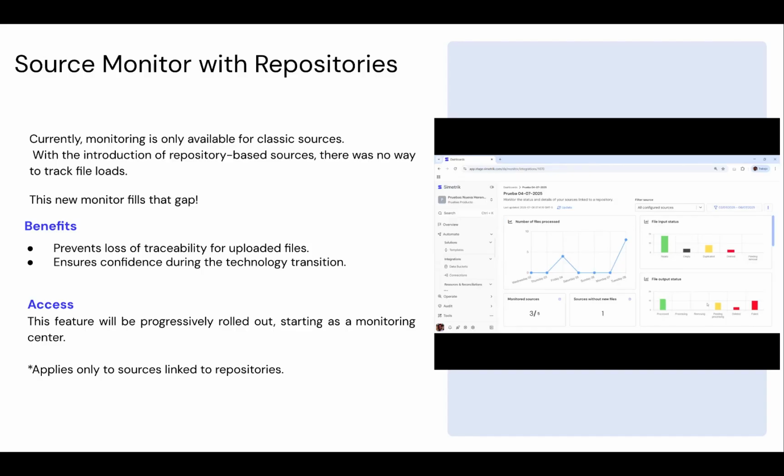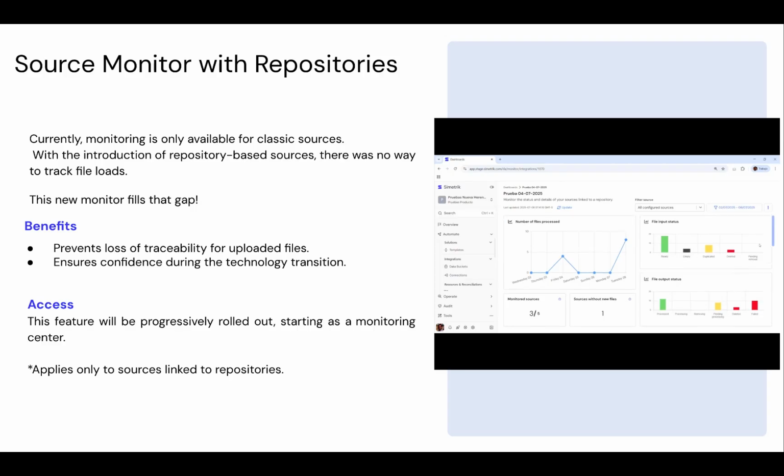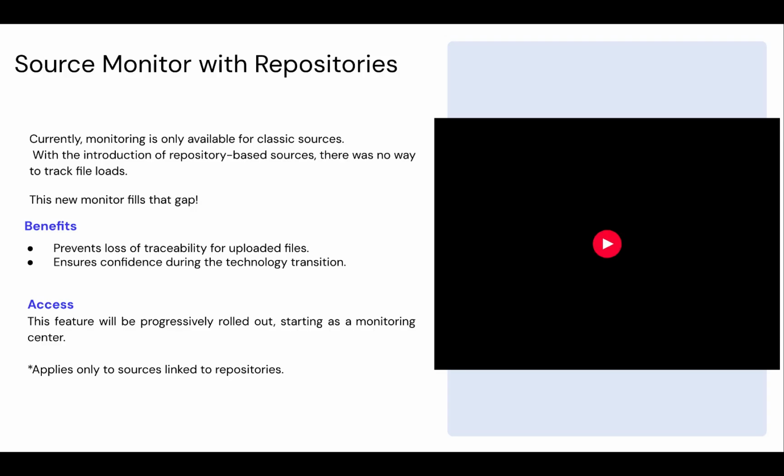What's the main benefit of this monitor? It allows you to track all statuses across all your sources from a single place. If you have, for example, 100 sources, it's clearly not convenient to check each one individually to locate an issue. This monitor allows you to see the status of every file across all the sources you want to track, all in one place.